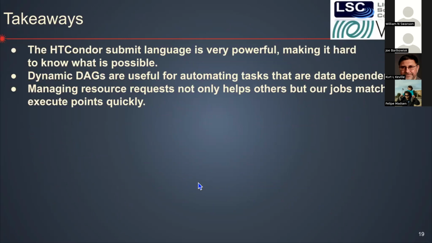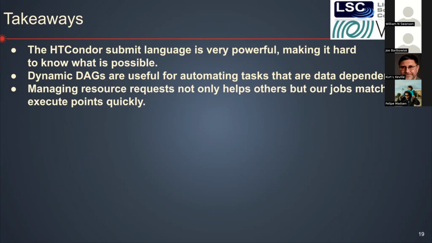All right, so what do I want to say? The Condor submit language is very powerful, and that makes it very hard to know what you can do. I learned all of this from Cole. He's a great resource, and he answers every email that I've seen on the Condor users list.